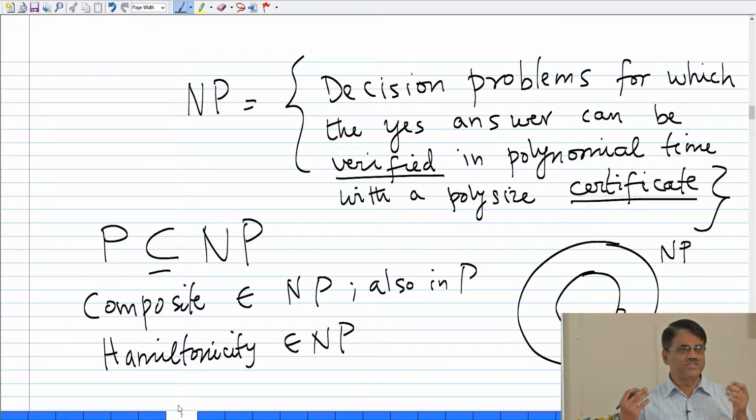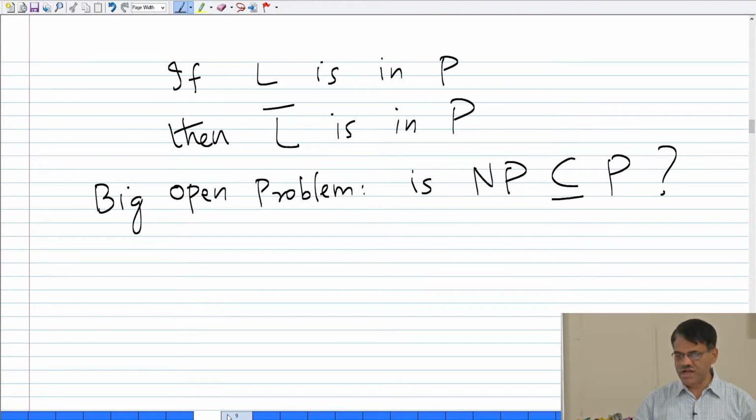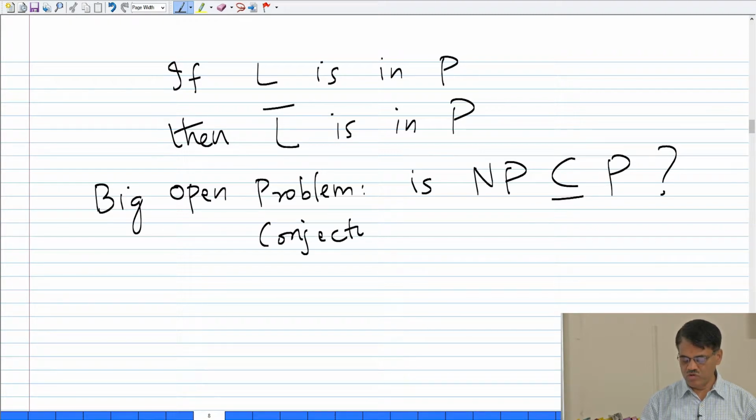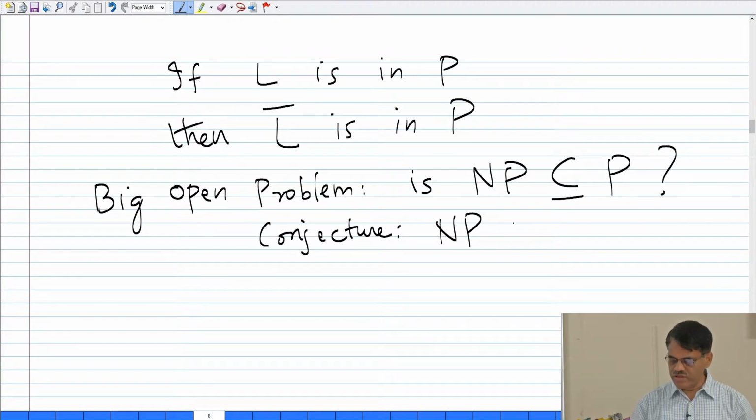So, the question is, is my job easier than yours? And in principle, it looks like verification should be easier than actually solving it. So, most people believe that this containment is not true, right. The conjecture is that there are problems in NP which are not in P.